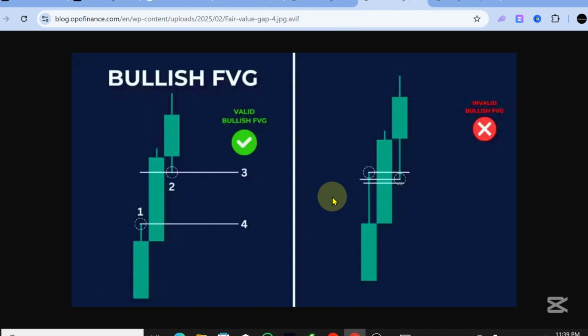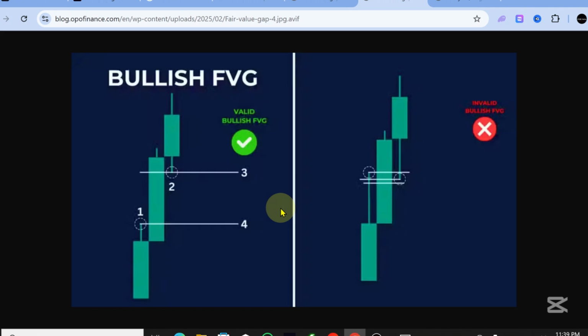In a normal scenario, in a normal candle, if you see three candles, you see that the wick of this candle overlaps with the wick of the other candle. There is no space. This is a normal candle. But in a market that a big financial institution has entered, you will see that the wick of this candle and the wick of this candle do not overlap. There is a space in between, and this space is called fair value gap.